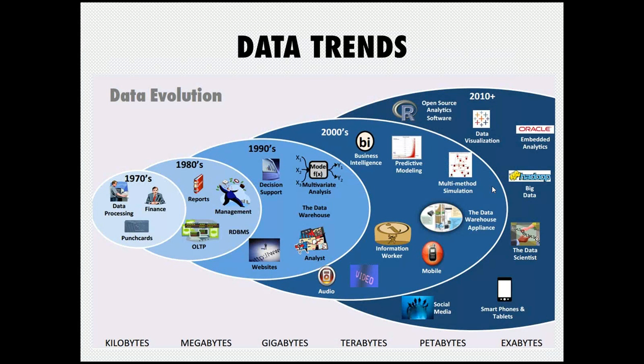Okay, so we'll jump into the data trends. Here's a pretty cool visualization I found, and it highlights the data evolution. Clearly, this doesn't encompass all data over the last couple decades, but it gives you an idea. Back in the 70s and 80s, it was a very manual process. We were using punch cards. You were doing a lot of data entry and a lot of manual reporting. And things have really changed.